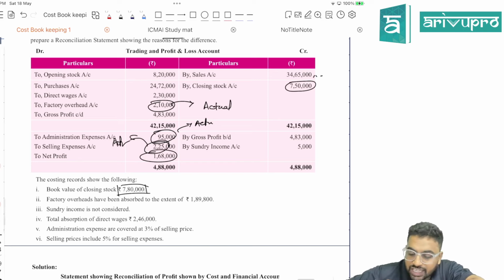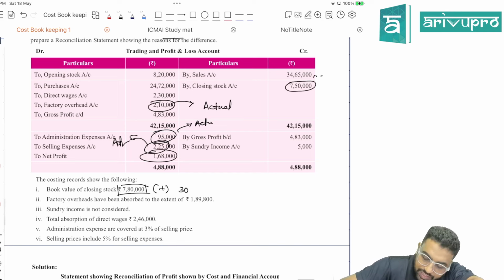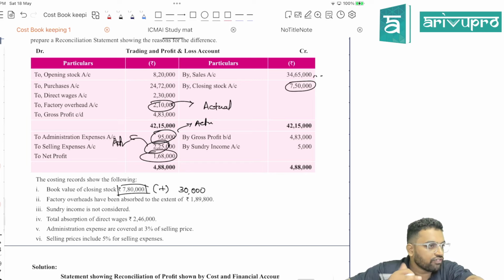So in the financial books, what we should do, sir? We should also show more profit. How much, sir? Not 780,000 but 30,000. Because in our cost book, more the closing stock, more the profit. Financial books, that is not considered. Now consider it. Okay. Add it, sir.